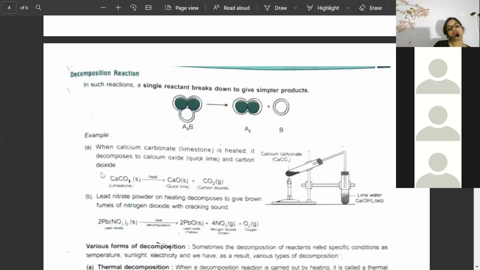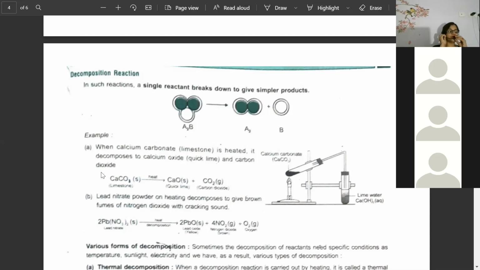So beta, here you see, CaCO3 when it is taking heat gets converted into quicklime and carbon dioxide. Very good. In the same way, when lead nitrate is heated, it will give lead oxide, nitrogen dioxide and oxygen. So all these are examples of decomposition reactions.